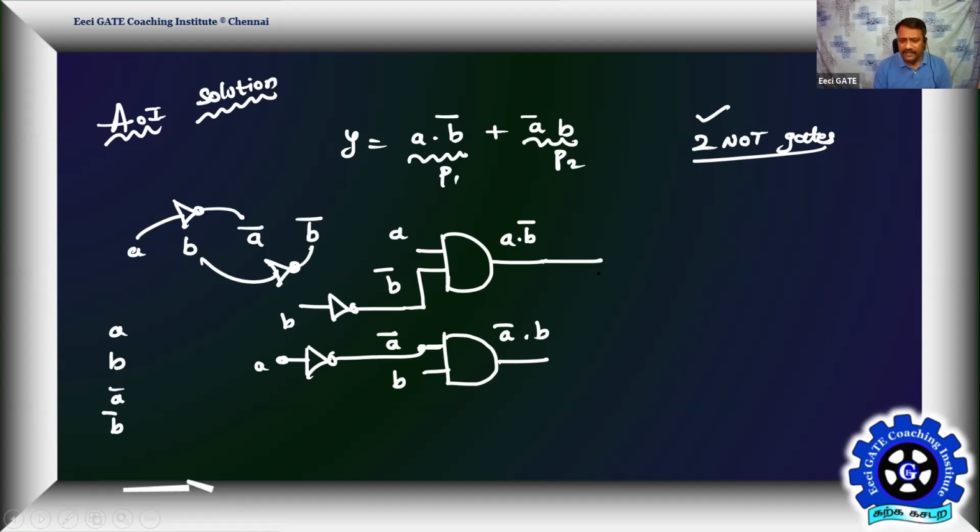Then the product is available. This product is available. Then what you need to do? You need to do an OR operation between them. So connect it to an OR gate. Easy? All of you getting?